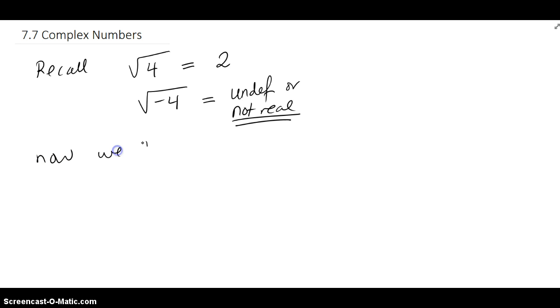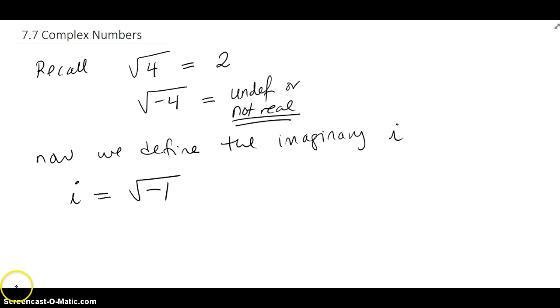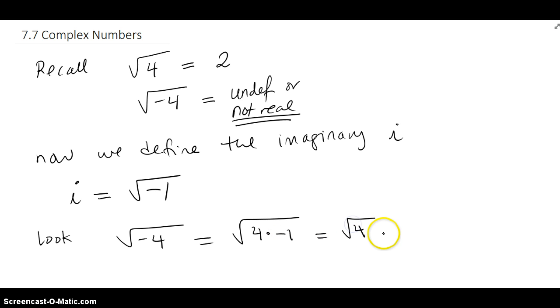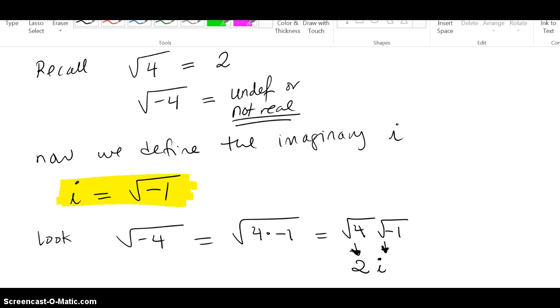Now we define the imaginary i, which is i equal to the square root of negative 1. With this definition, we can look at the square root of negative 4 and write it as 4 times negative 1, which gives the square root of 4 times the square root of negative 1. The square root of 4 pops out a 2, and the square root of negative 1 pops out an i.